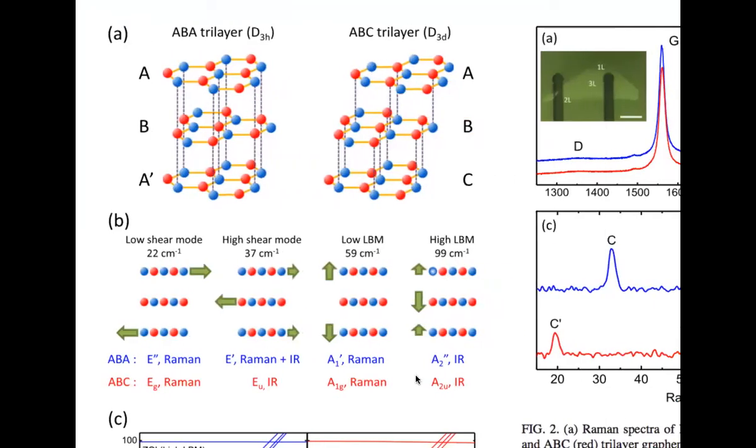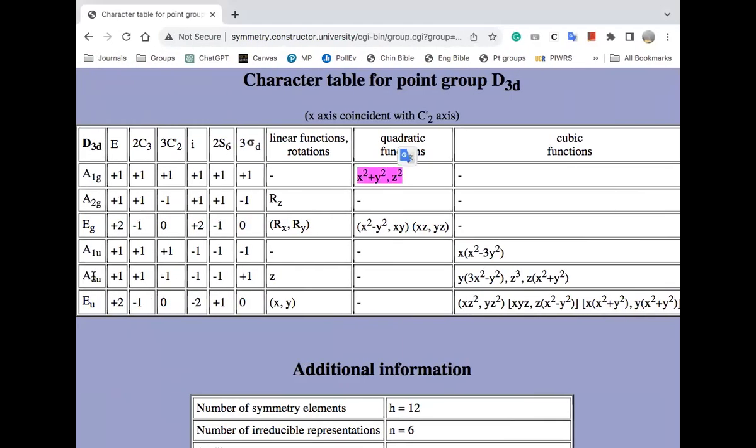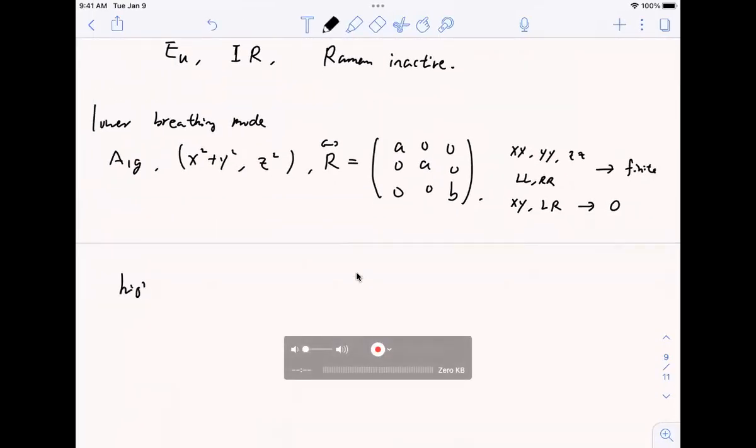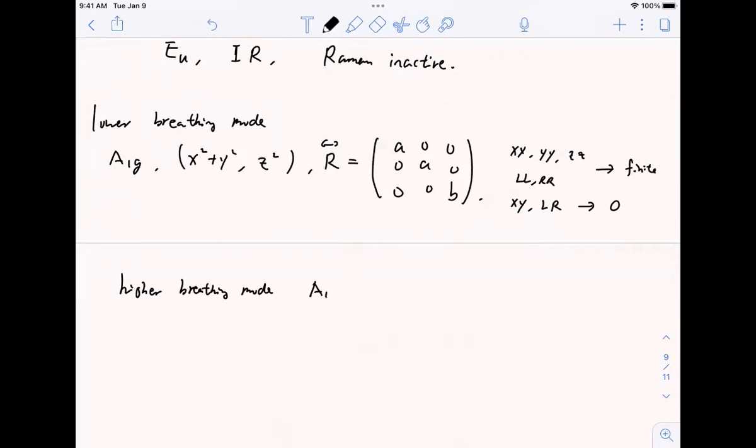Okay, then let's go to A2U. A2U is this one. You have a Z dipole and no tensor element. So this is going to be Raman inactive. Okay, so you have higher breathing mode. A1U is infrared and Raman inactive. Okay, so then we're done.